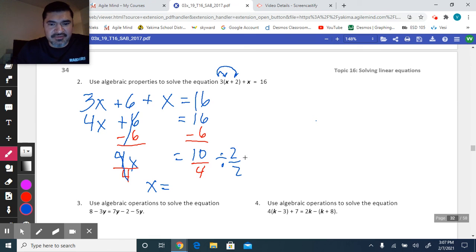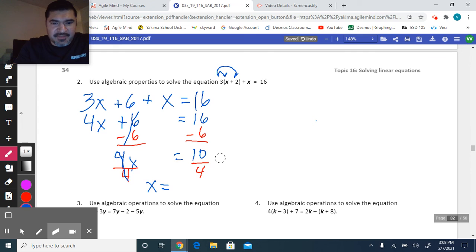So 10 divided by 2. Actually, you know what? I kind of like to use multiplication for this as opposed to division here. So I'm going to go ahead and erase this. Which it's not allowing me to. So I'm going to multiply this by a certain type of 1.